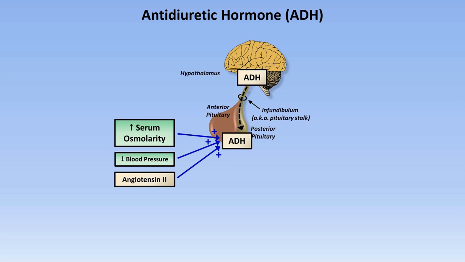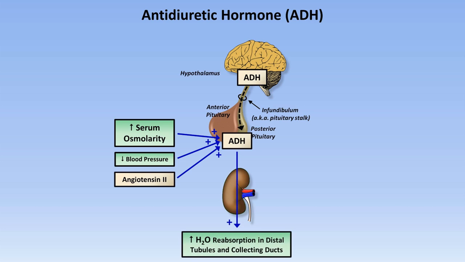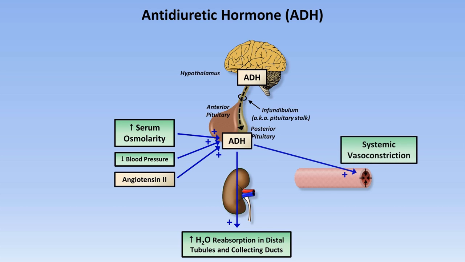Once ADH is released into the systemic circulation, it has two major actions. In the kidneys, it promotes water reabsorption in the distal tubules and collecting ducts. It does this by stimulating the insertion of water channels called aquaporin II channels into the endothelium of the distal tubules and collecting duct, which are otherwise relatively impervious to water. And in the systemic blood vessels, ADH induces vasoconstriction.